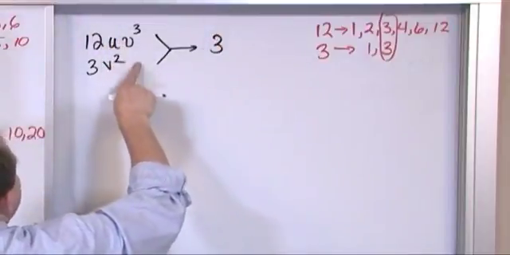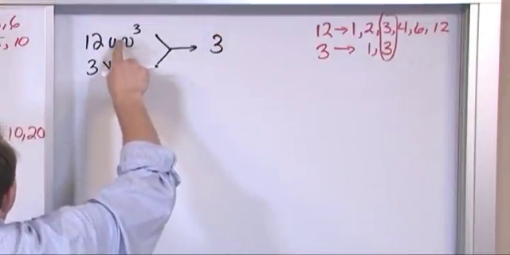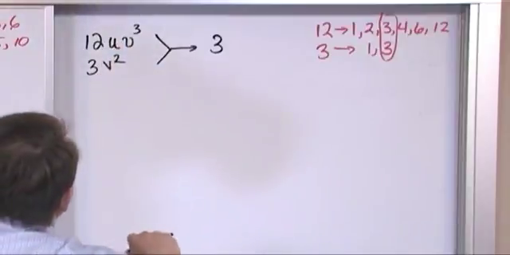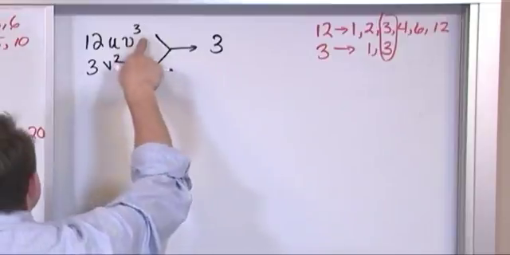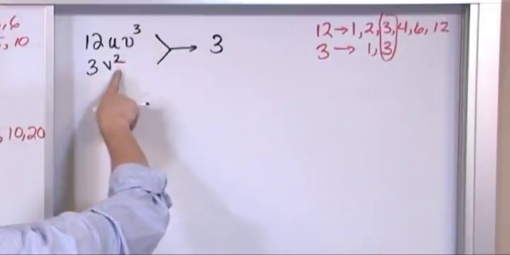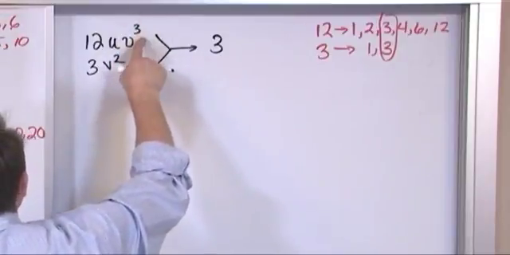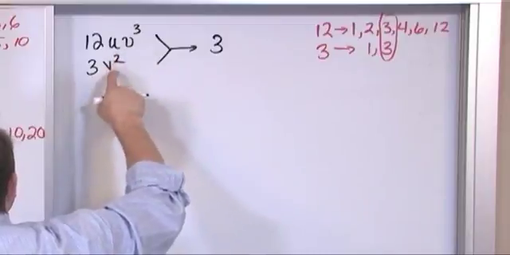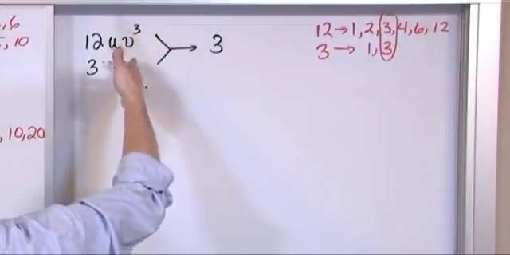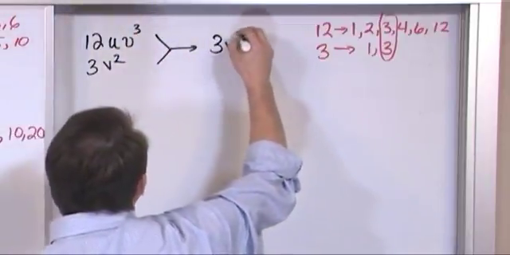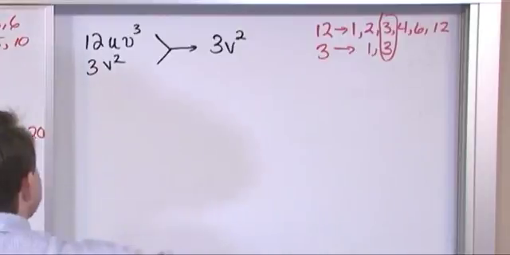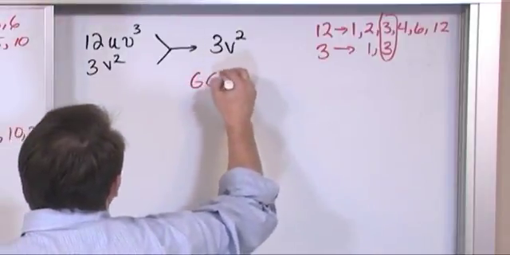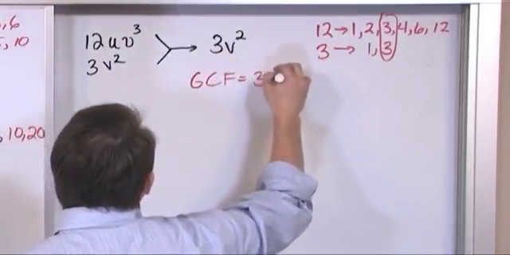Now for the letters, u is here, but there is no u down here. V cubed is up here, but there's only v squared down here. So this is like v times v times v, and this is v times v. So there's 3 v's up here, and there's 2 v's down here. So the only thing common to both is v squared, because that's 2 v's that are common to both of them. So the greatest common factor is 3v squared.